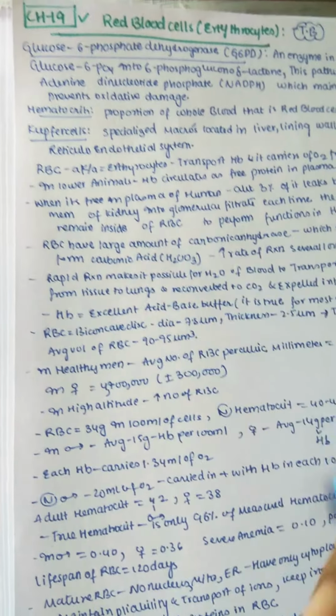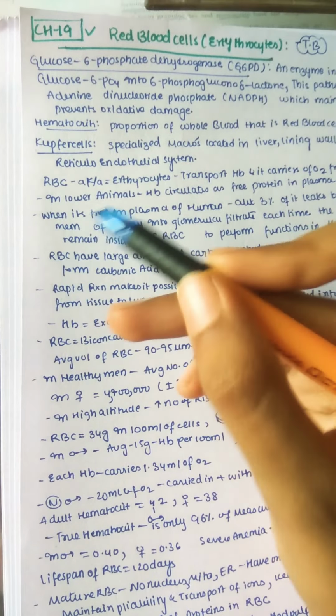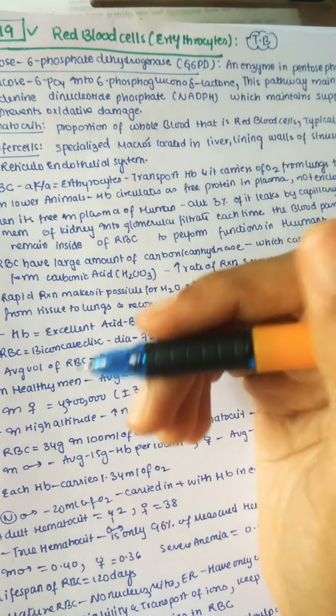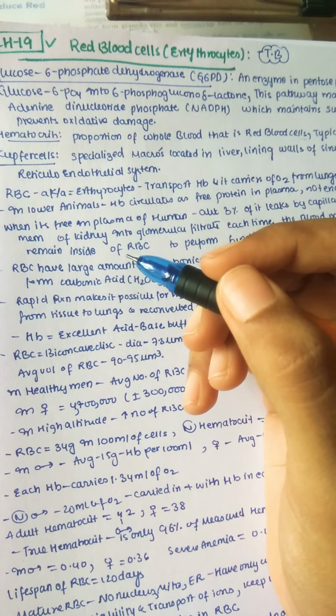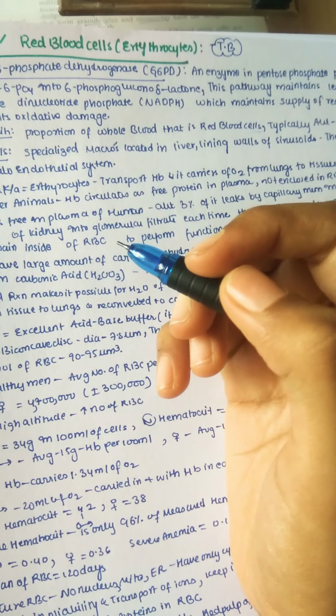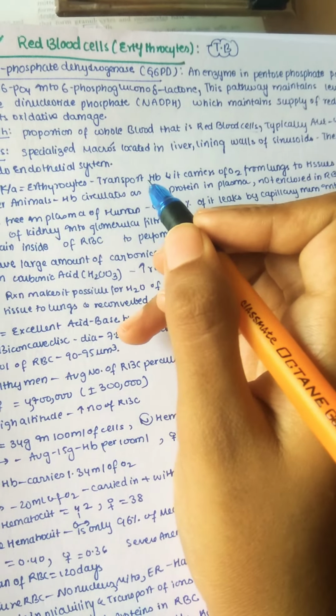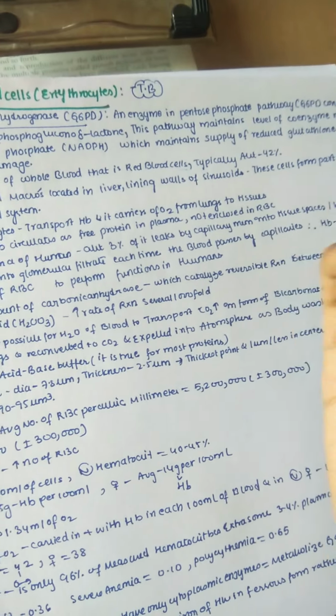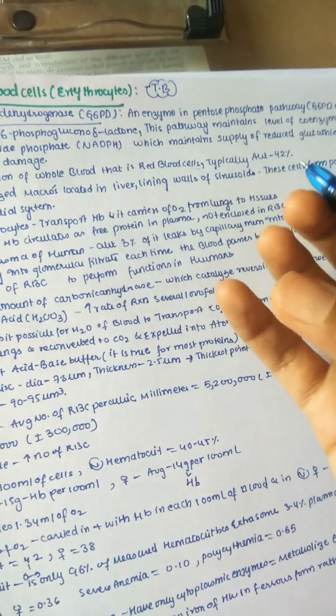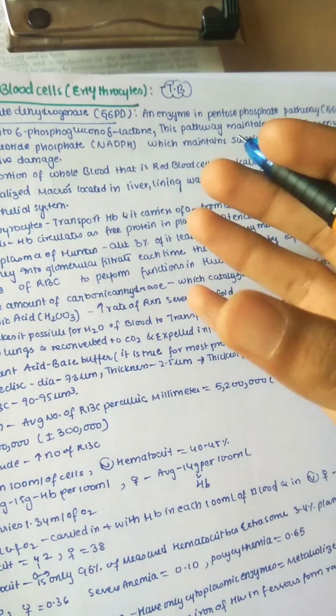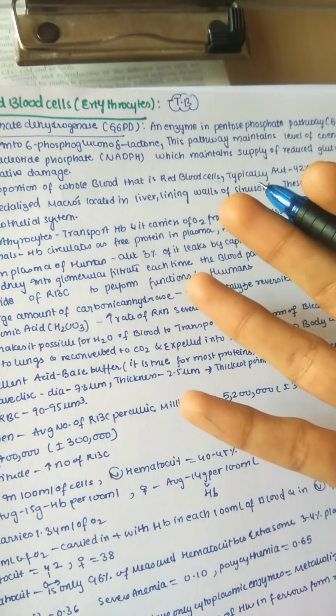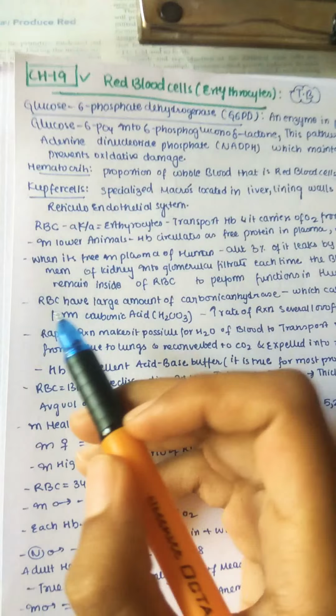So now let us start our discussion on RBC. Red blood cells, also known as erythrocytes, are mainly helpful in transport of hemoglobin, because red blood cells have hemoglobin and it carries oxygen. This hemoglobin carries oxygen from the lungs to the tissues. From the lungs to the tissues, our blood carries the oxygen mainly by means of hemoglobin.